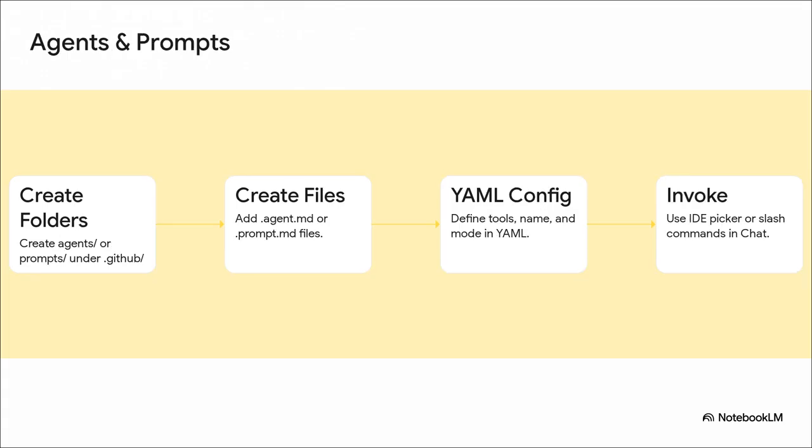For custom agents and prompts, you'll create a .agent.md file in an agents folder. This one requires YAML front matter defining the agent's name and what tools it has access to. Agents are absolutely fantastic for establishing bounded expert roles. For example, you could create a security auditor agent that is explicitly restricted to read-only access in your workspace. Then, you just invoke it directly from your IDE picker whenever you need a security review.